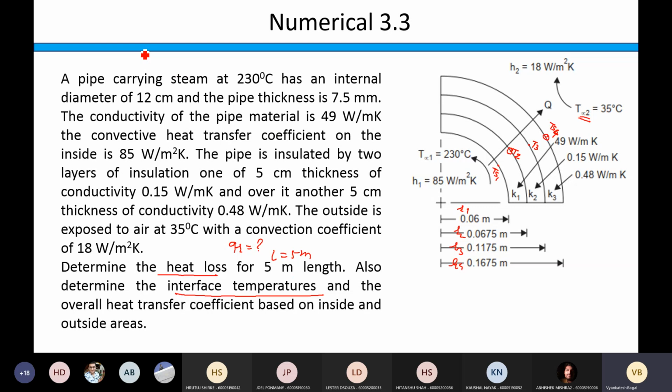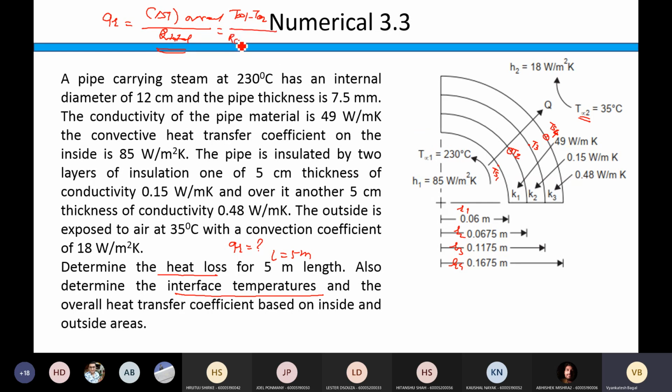So I am writing only one formula that should be sufficient for you to solve, and that formula is QR is equal to delta T overall divided by R total. So this formula is enough to solve this. So what is delta T overall? It is the T infinity 1 minus T infinity 2 temperature, right? Overall temperature divided by R total.